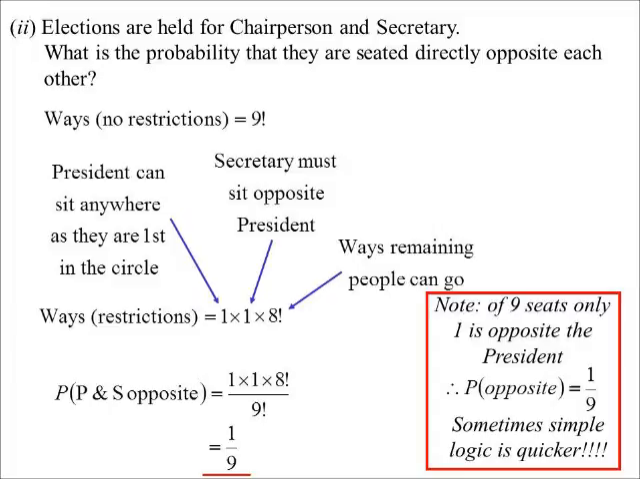Think about it. There are 9 seats. Only one of them is going to be opposite the president. So the probability that they're sitting opposite is 1 in 9. Let's have a look at another one.